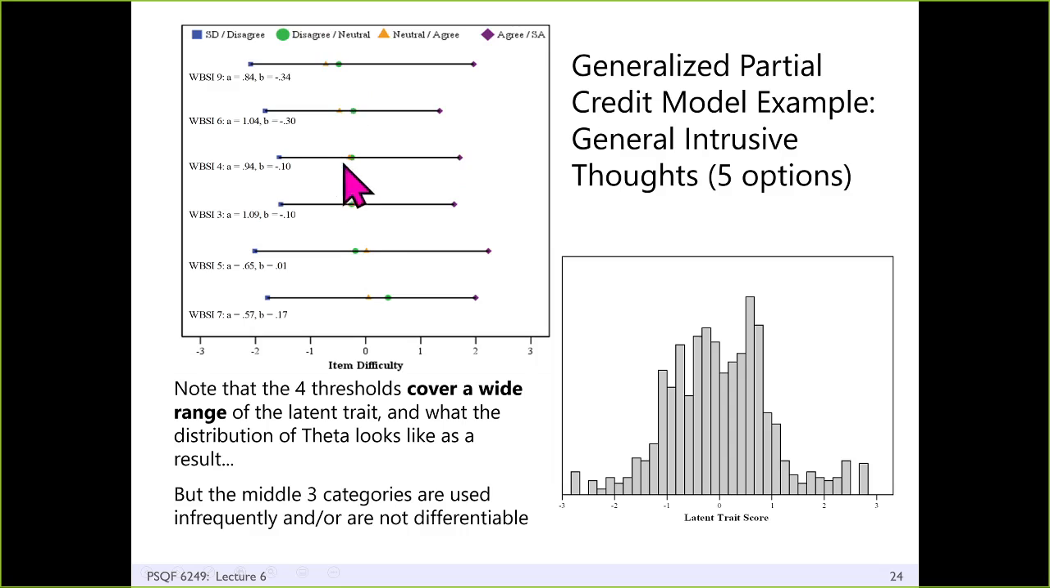But look at the middle. Green and orange are sitting right on top of each other, and sometimes are backwards. So for instance, for number 9, it takes less of a trait to say that you agree rather than neutral than it takes for you to say neutral rather than disagree. So the middle categories are kind of a mess in terms of them being useful for distinguishing things.